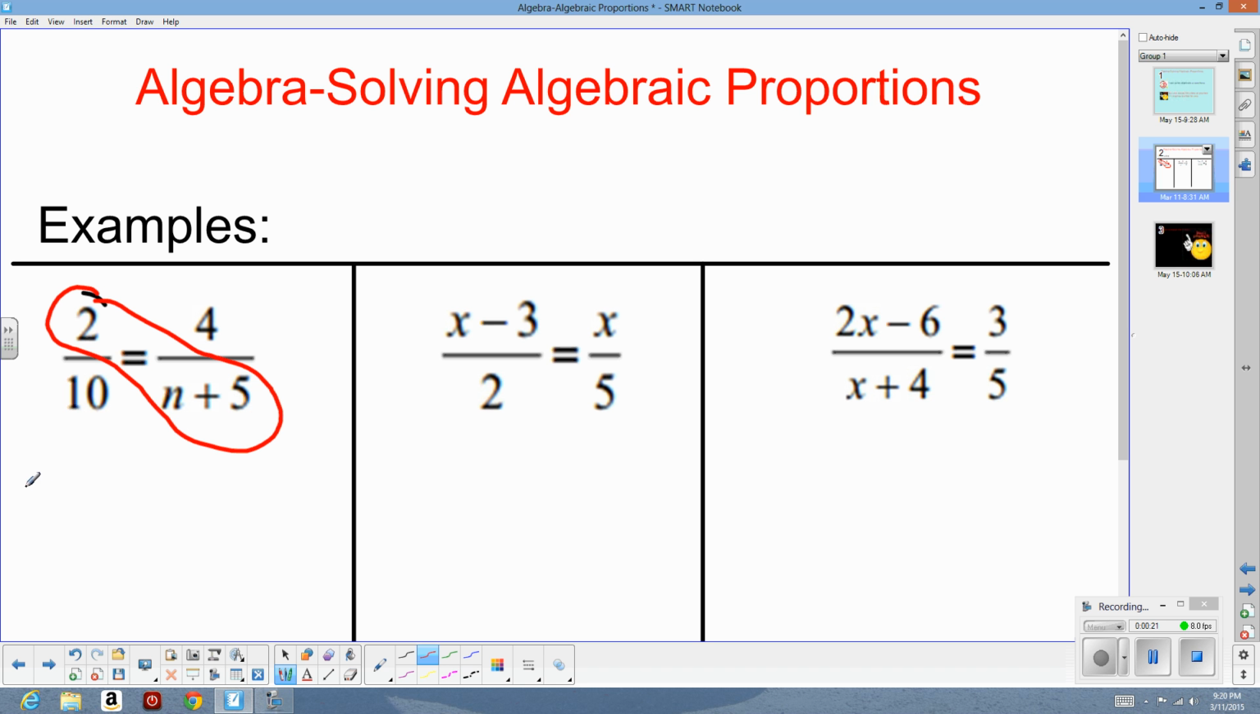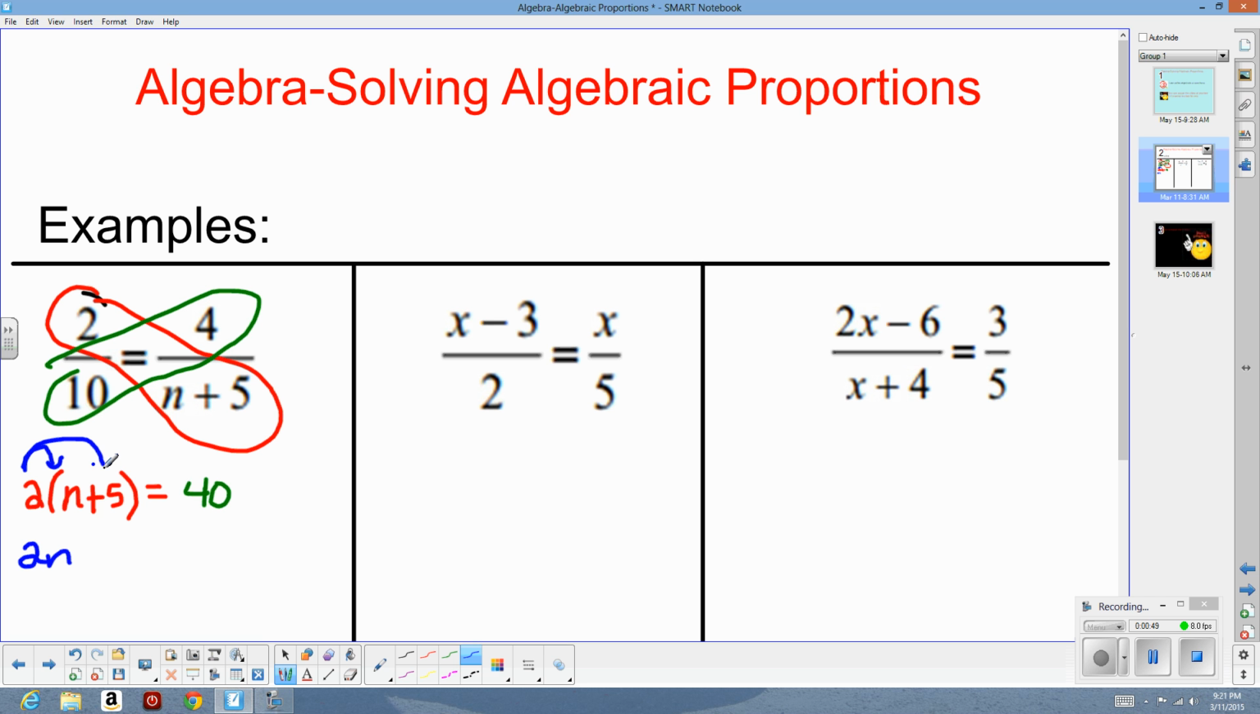2 times the quantity n plus 5 is equal to 10 times 4, which is 40. Now to solve this, to find out what n is, we want to first do the distributive property. 2 times n is 2n. 2 times a positive 5 is positive 10. So 2n plus 10 equals 40.